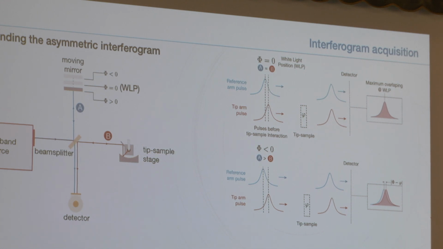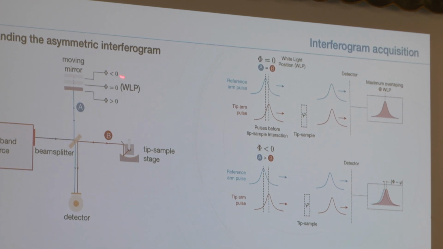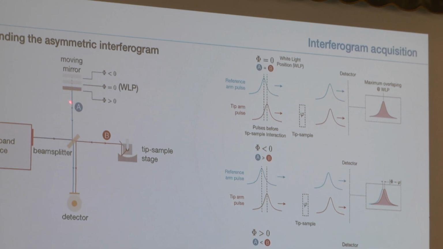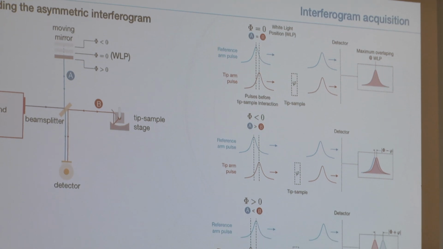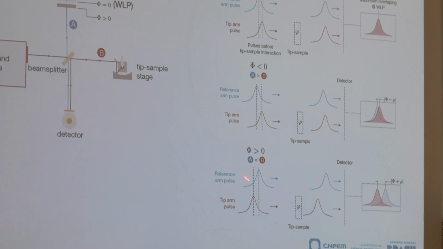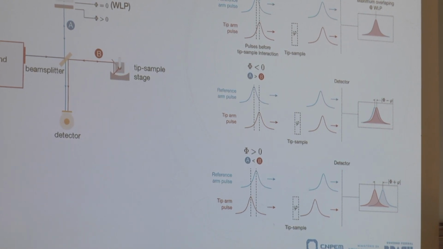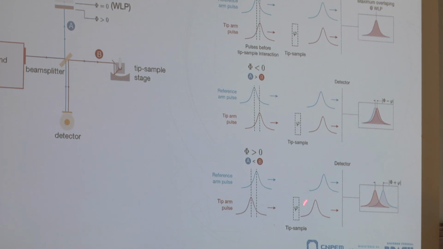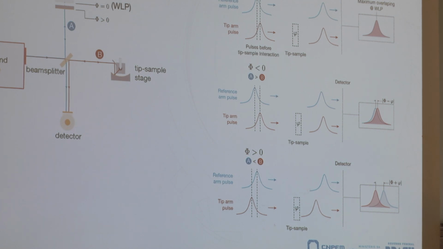If we go exactly the same value to the other side, let's say we moved minus delta, and if we go plus delta after the white light position, we have the situation where this arm is shorter than this arm. In this case, we invert the condition. So the reference pulse is actually ahead of the tip sample pulse. When we interact with the sample, we delay a little bit more, so we split them even more apart, right?